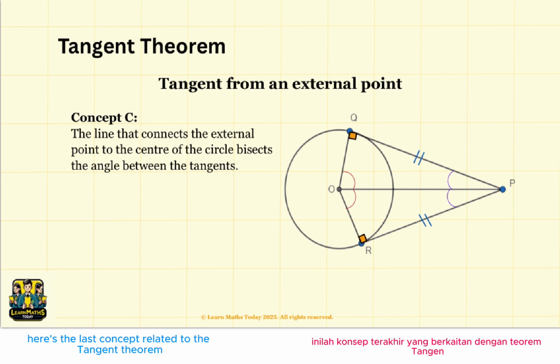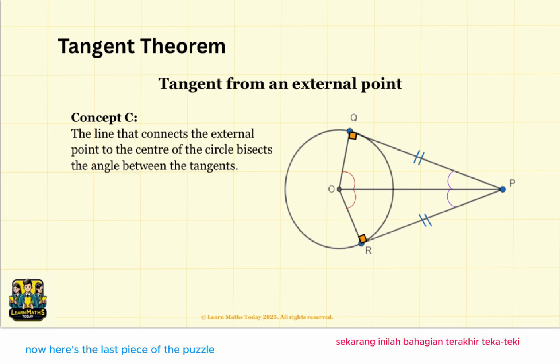Now, here's the last concept related to the tangent theorem, and I believe some of you have seen this coming. We just learned two key facts about tangents from an external point. We know that the tangents are of the same length and that they make equal angles at the center. Now, here's the last piece of the puzzle. The line from the external point to the center of the circle splits the angle between the tangents perfectly in half. In this diagram, you'll see that point P is outside of the circle.